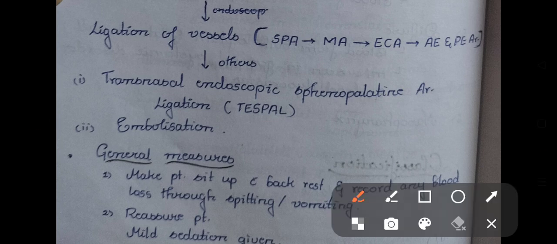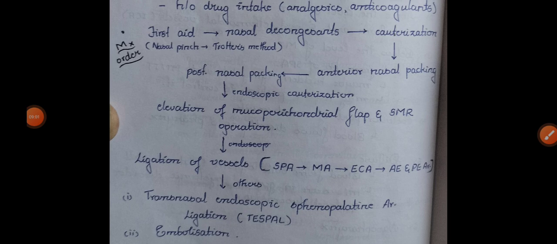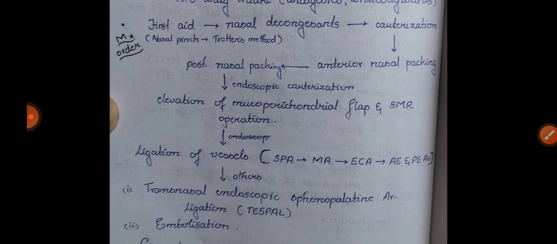Another one is embolization. These are the things we should do whenever there is epistaxis: first aid, nasal decongestion, cauterization, anterior nasal packing, posterior nasal packing, elevation of mucoperichondrial flap and submucosal resection operation, ligation of the vessels, TESPAL and embolization. Now the same things we will explain here.